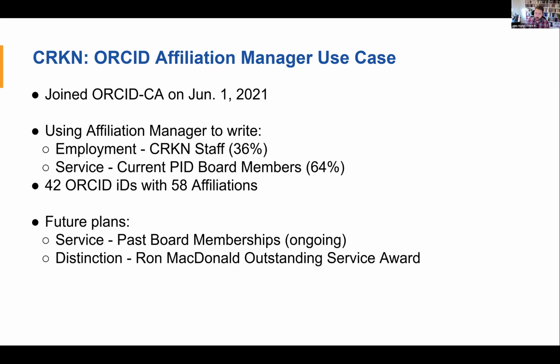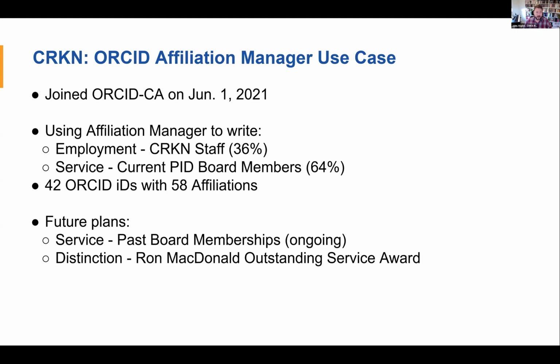For those of you in the US who may not know what CRKN is, we're a very similar organization, sort of centrally to what Lyrasis is. We do the negotiations and licensing with publishers on behalf of Canadian academic libraries. We also run our PID program in Canada. So we also have a DataCite Canada consortium and an ORCID Canada consortium. So our use case was fairly limited.